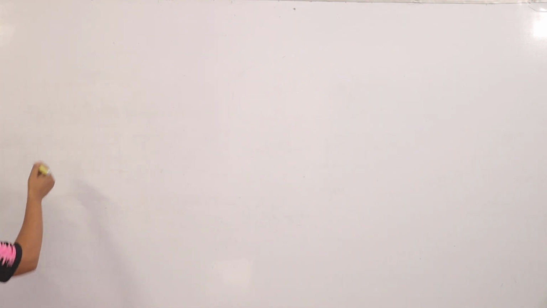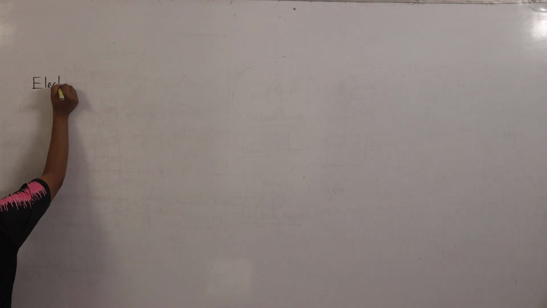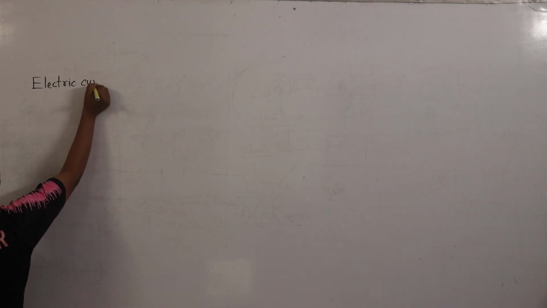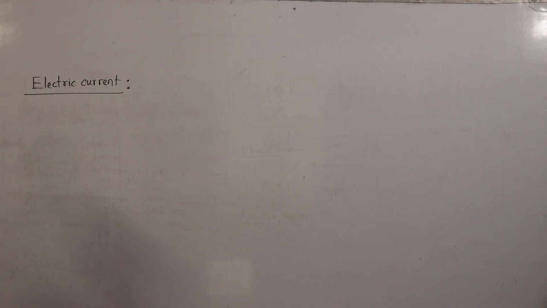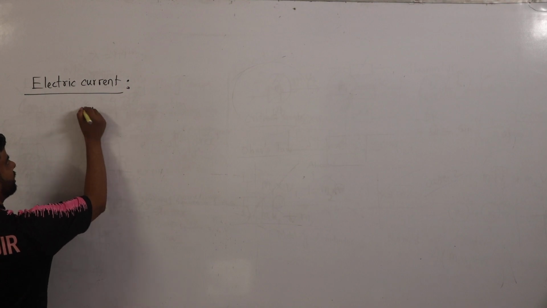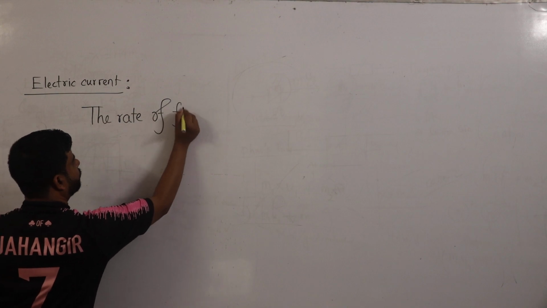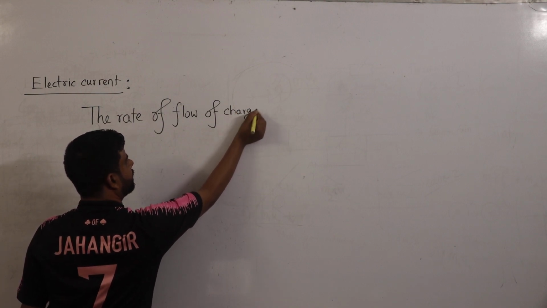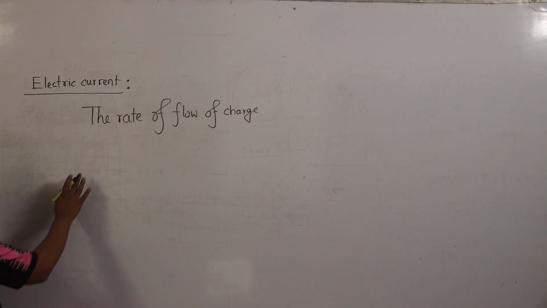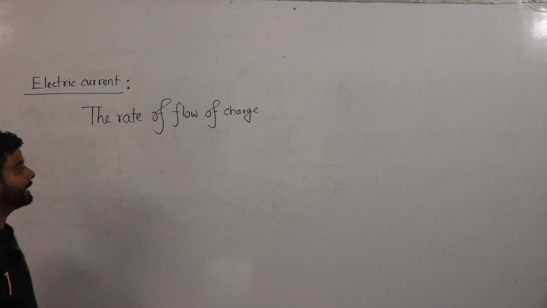Today I am going to discuss a very fundamental thing. What is electric current? We know electric current is equal to the rate of flow of charge. That means the amount of charge flowing through a conductor perpendicularly within 1 second is called electric current.